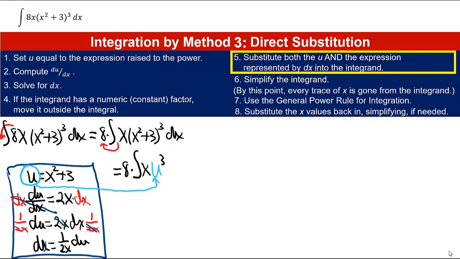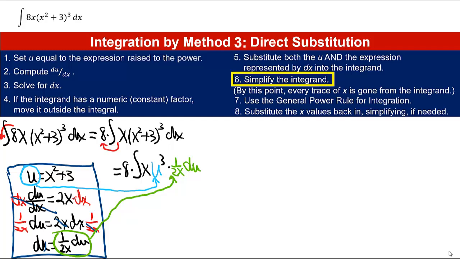So now I want to do the substitution. The x squared plus 3 is equal to u, so I put in u instead of that. And then, since dx is 1 over 2x times du, I put that in place of dx. All my substitutions are done. Now I want to simplify the integrand, and the first thing I notice is that the x's divide out. At this point, you should be rid of every trace of x and dx in the problem, and here you can see, now that those x's divided out, that that's in fact true.